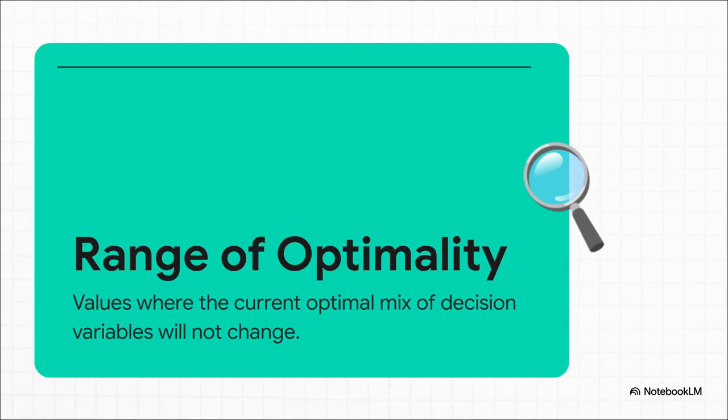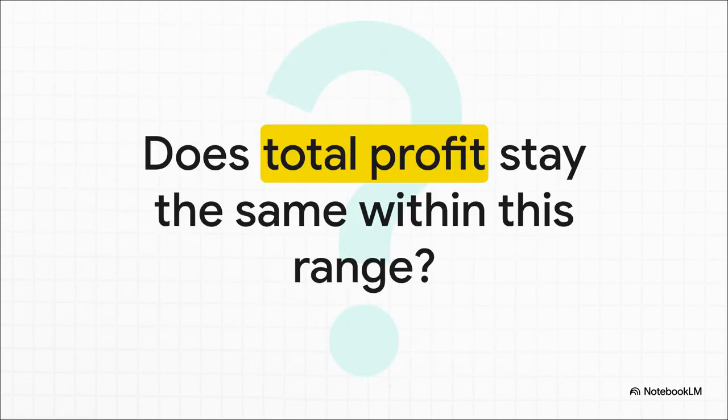As long as the profit per unit stays inside this specific allowable range, our current production mix, say making 30 X-Pods and 40 blueberries, remains the absolute best choice. We don't have to change our factory output at all. But beware, because here comes a classic LECPA exam trap. I really want you to analyze this one carefully.